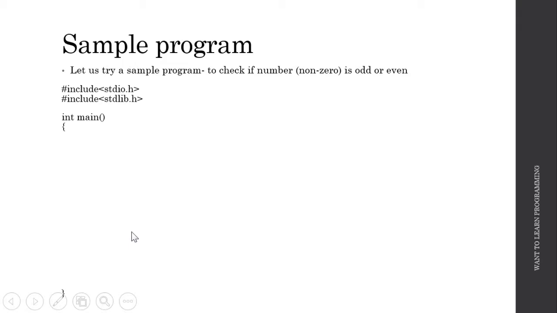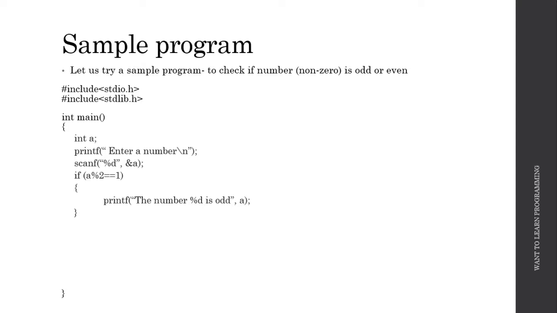To store the number given by the user, we will have to declare a variable a. Next, as we have decided to make this program user friendly, we will ask the user to enter a number. Now, when the user enters the number, we have to get the number and, using the scanf statement, store it in variable a. Now let's start writing the if statement. If a mod 2 equal to 1, then print that the number is an odd number.